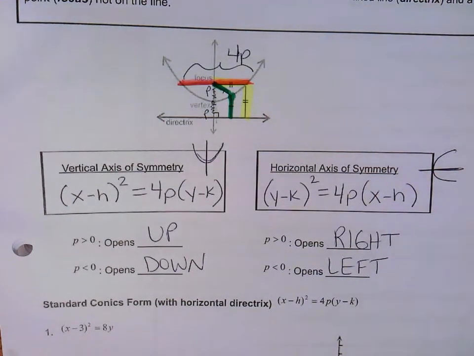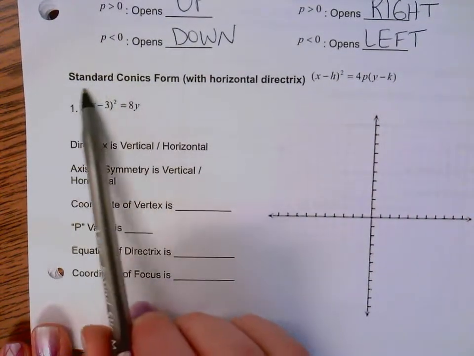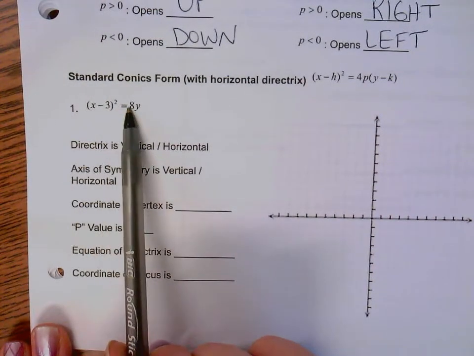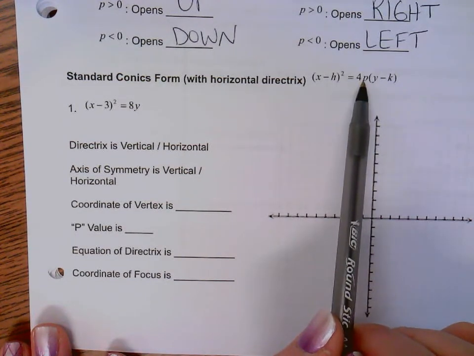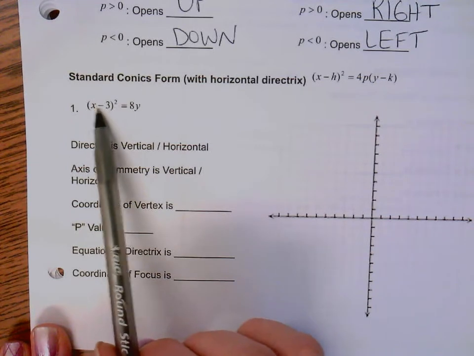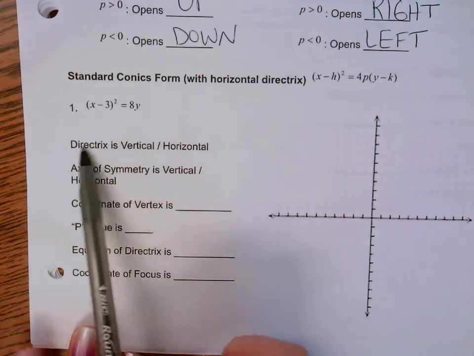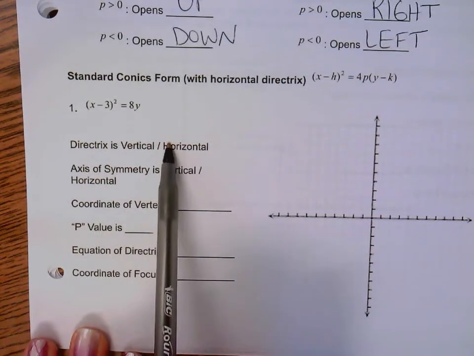So I just wanted to show you a couple examples. It's so new that you're not going to retain all this for tomorrow, but at least tomorrow will be your second look through this new equation. So if I give it to you, here's the standard form right here. 8 is our 4p value, and then we've got our vertex with the x minus 3 and y minus 0. Which way will this directrix go?